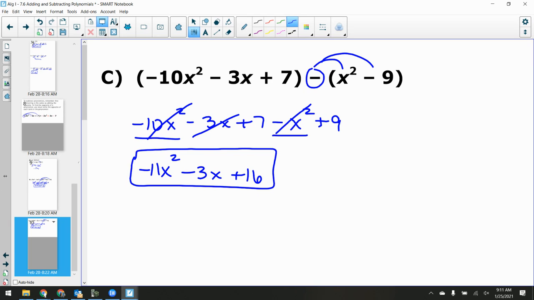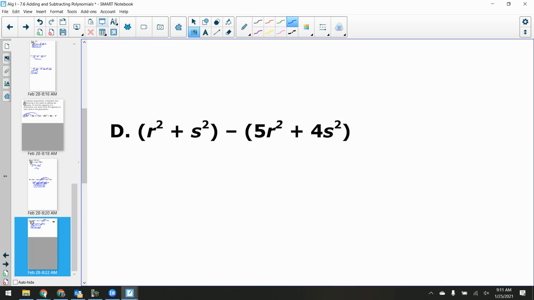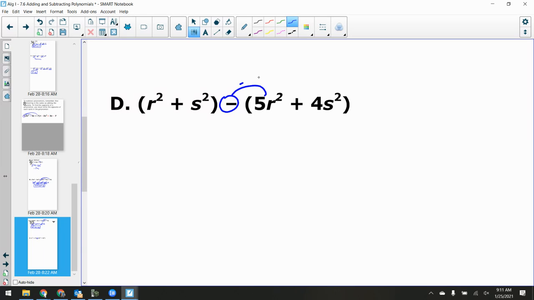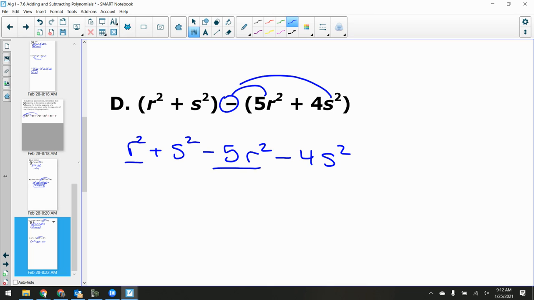All right, so my last one should look like this. Bring that negative in. Leave the one on the left side, r squared, s squared. And then we should have a negative 5r squared minus 4s squared. Does standard form exist on this one? No, because I've got two different variables, r and s. Okay, so r's should come first. Negative 4r squared, and a negative 3s squared.